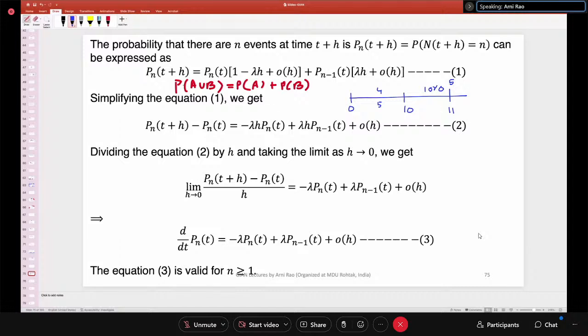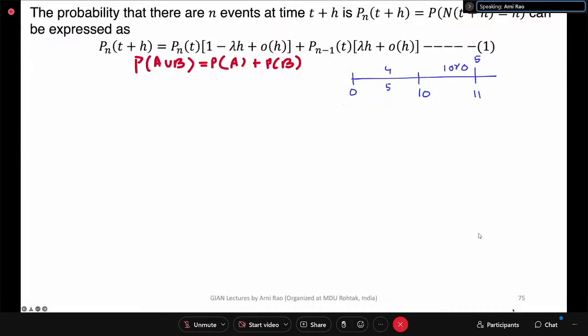So the probability P_n(t+h) is equal to P_n(t), that means a count of size n and no event, or n minus 1 and 1 event.